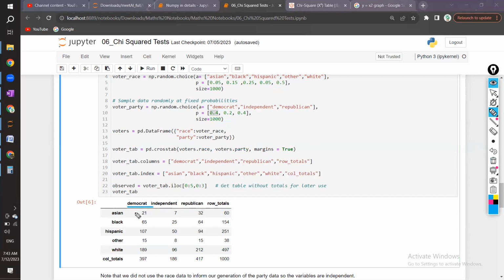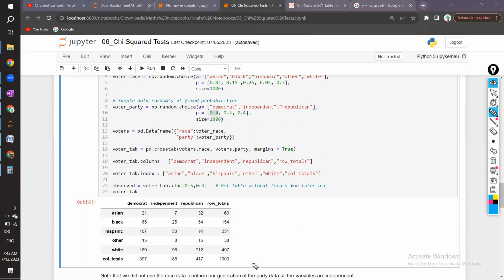These are the Democratic values. If you add all this, you are having almost 400. Independent is 186. That means 2% means how much of 1,000? 2%, 200, nearby 200. Republican again 4%, that means around 400. But this 400 is shared between all of these races, so you will have Asian Republican, Black Republican, Hispanic, like that.